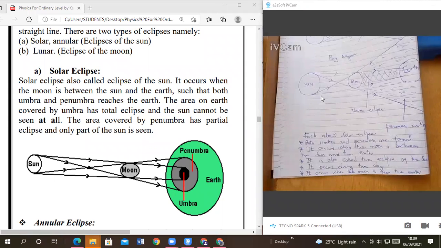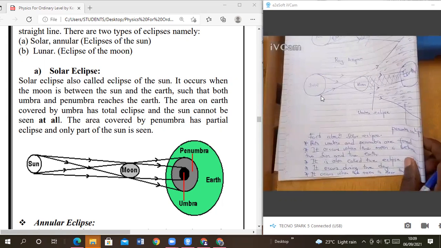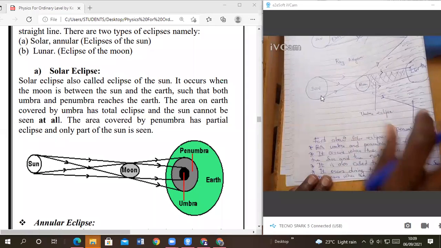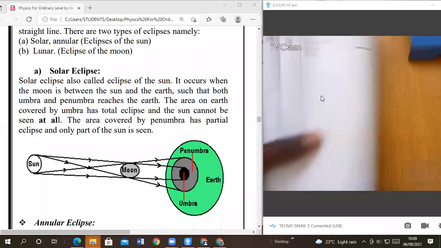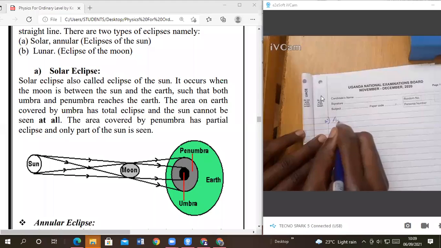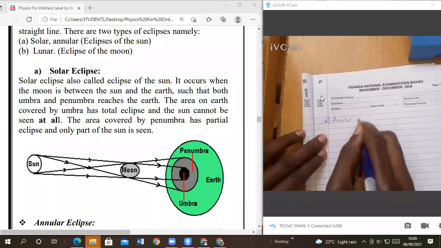Let's look at the next one, which is still the eclipse of the sun, but it is divided into two. The only difference is for solar eclipse, the moon is near the earth. Then there's also what we call the annular eclipse. Let's look at the annular eclipse.